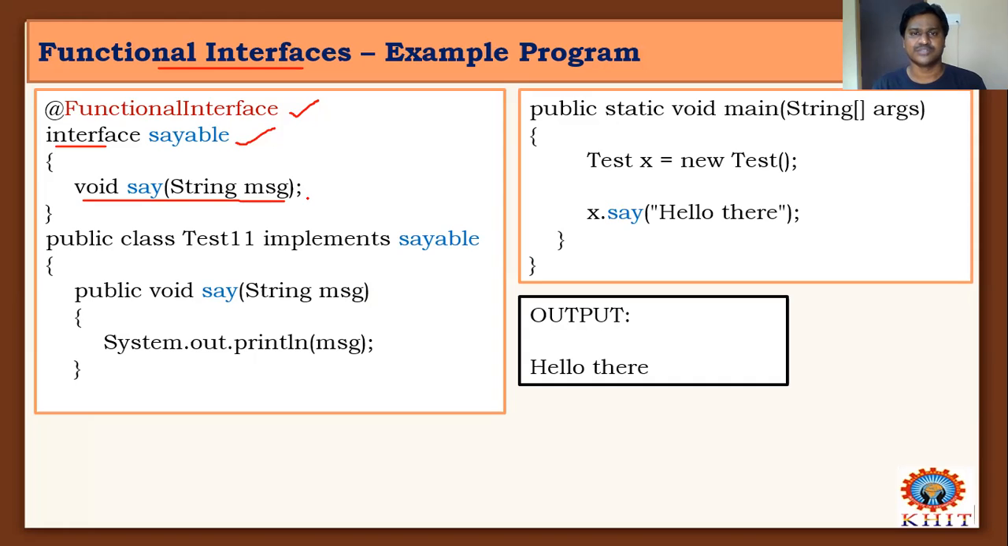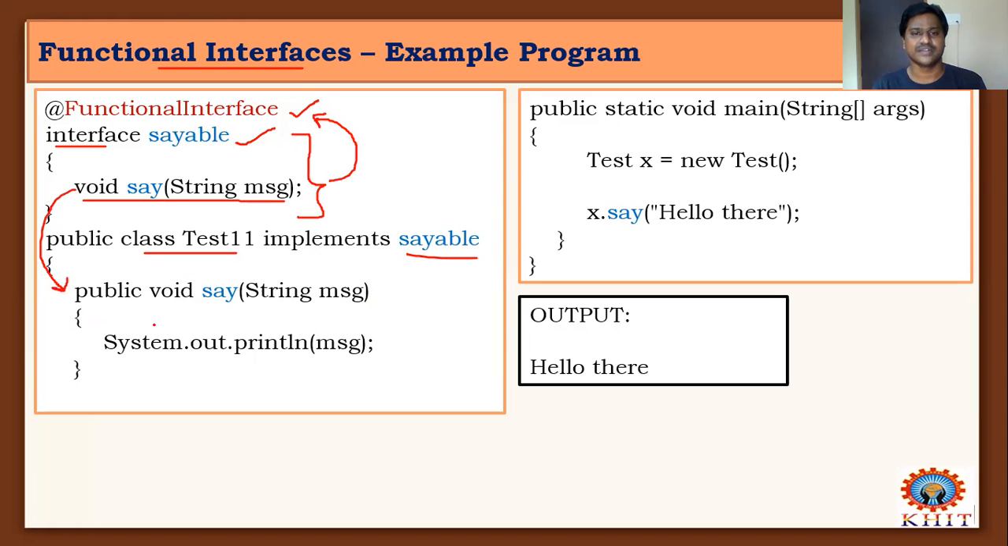In addition to this one abstract method, we can define many default methods or static methods, and also Object class methods, and we can allow final variables. But only one abstract method should be present in the interface. Then only we call that a functional interface. Next, the class which implements this interface must implement this method.